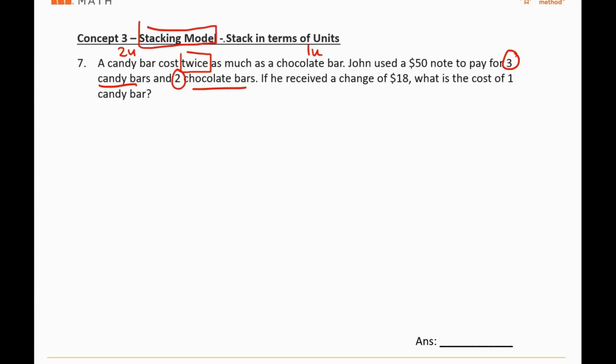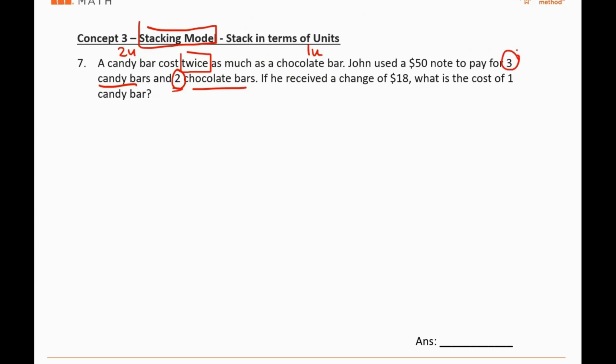Okay, so I repeat again. When the quantity for the individual items is more than 1, in this case it's 3 and 2, and they tell you how to draw the 1 candy bar and 1 chocolate bar. In this case, candy bar is 2 units, chocolate bar is 1 unit. You know you need to draw the stacking model, right?